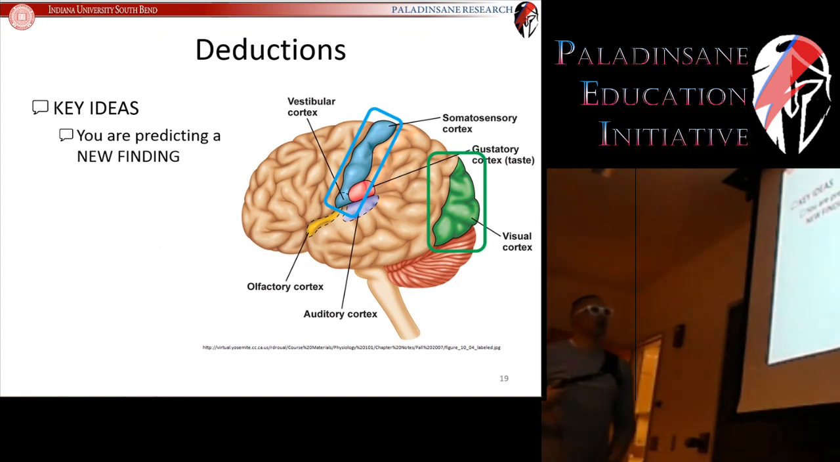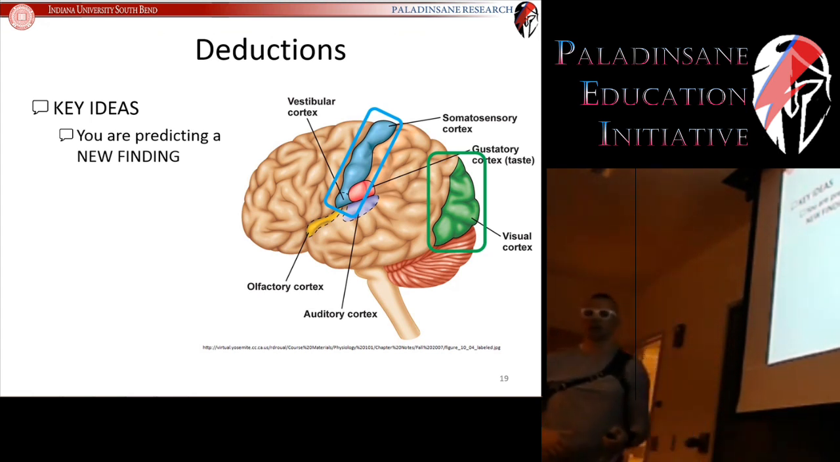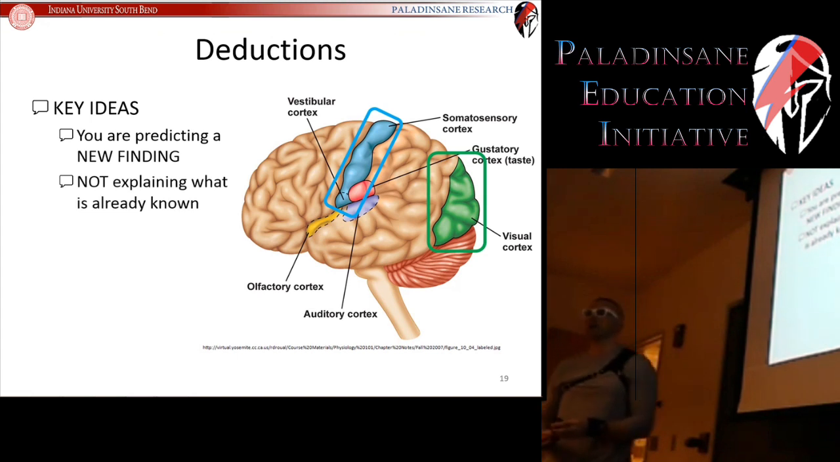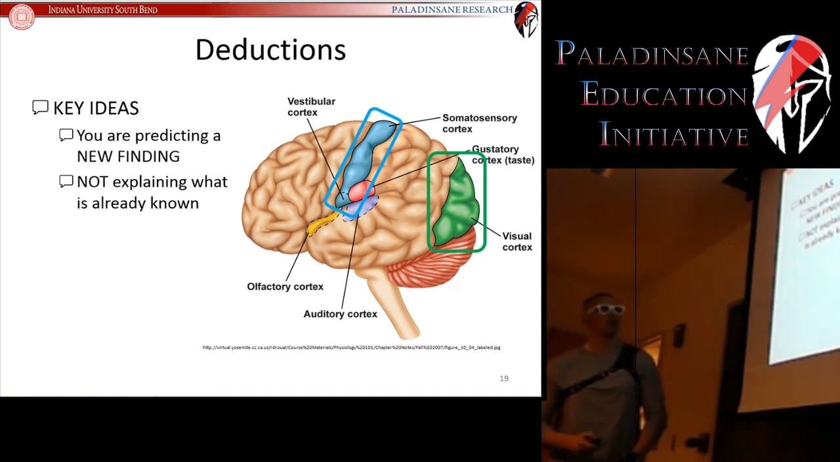All right, other key ideas. You're predicting a new finding. So this is a new prediction, something that should occur. You're not explaining what is already known. So this is very key. We're not looking for theories that will explain behavior that's already been observed. We're not looking for theories that will explain experiments that have already been run. We're not looking for theories that will explain two things that have already been observed to go together. What we want is a new prediction, a new contribution. So keep that in mind.